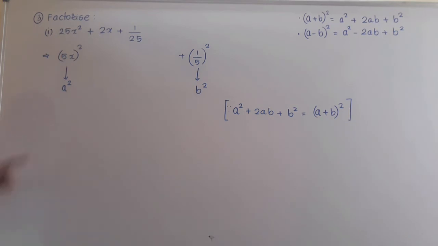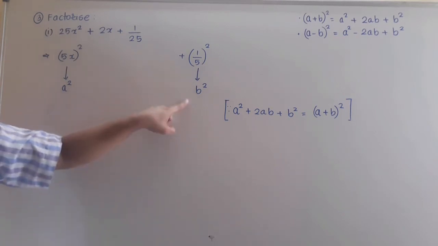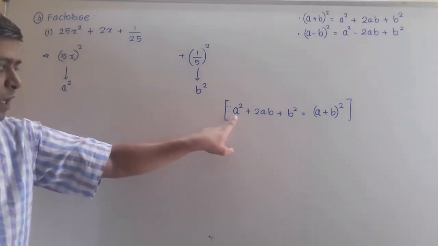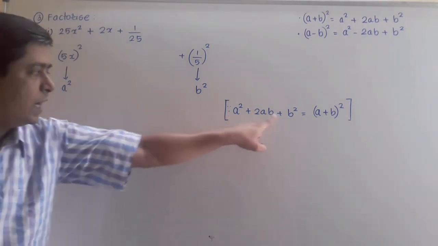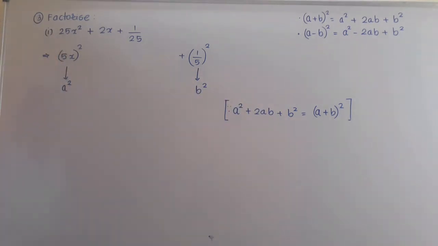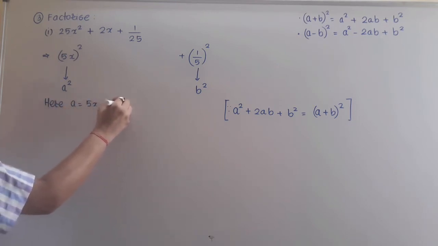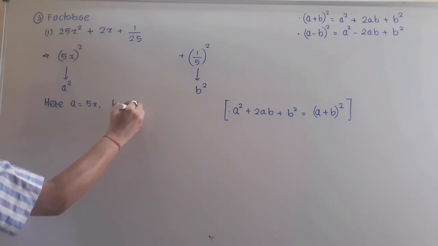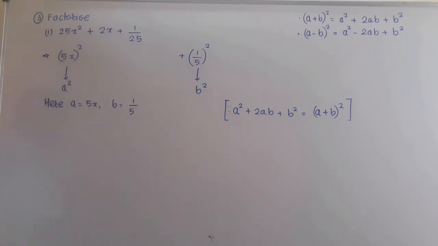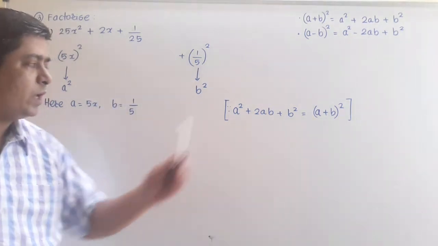First of all, you see this particular term is considered as a square, this is considered as b square. So in the formula I got the value of a square and the value of b square. If you compare, the value of a will be equal to 5x. Okay, we can say what is the value of a here? I can say the value of a will be equal to 5x and b will be equal to 1 upon 5.